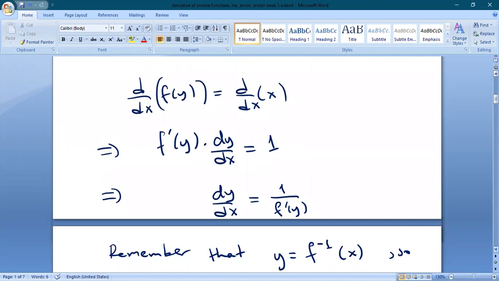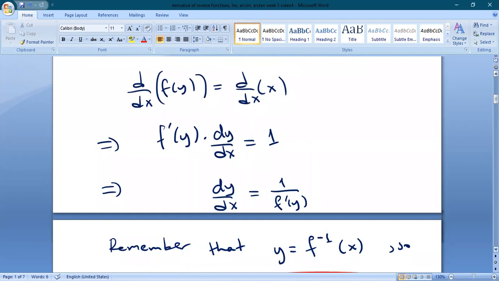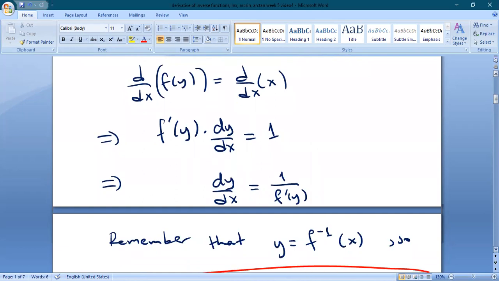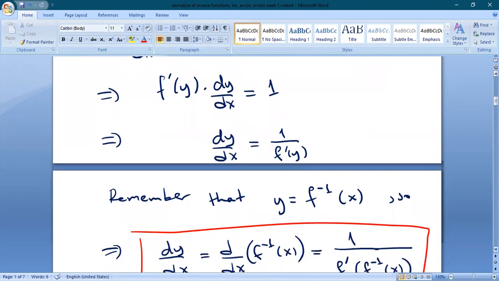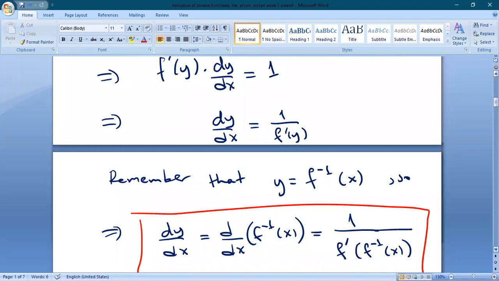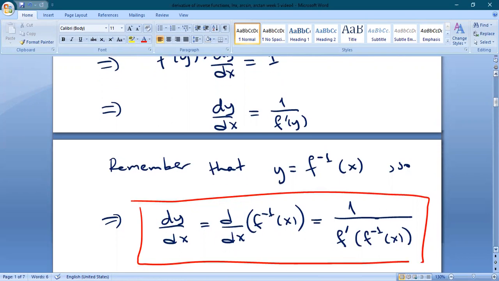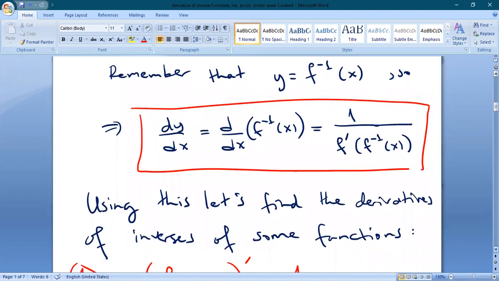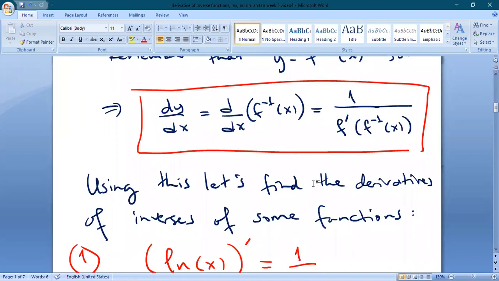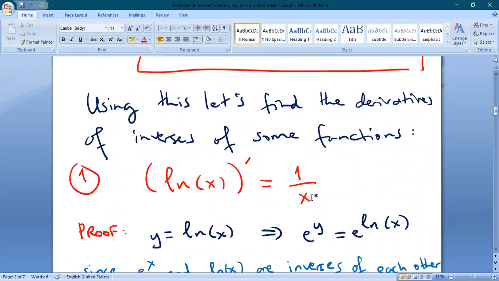And then if we divide both sides by f prime of y, then that's y prime. But we want to write an expression in x. So instead of y, what do we write? Well, y was f inverse of x. So instead of y, we just write that. And then we get the derivative of f inverse of x, which is 1 over f prime of f inverse of x. So anyway, using this method, we can find derivative of inverses of some functions.